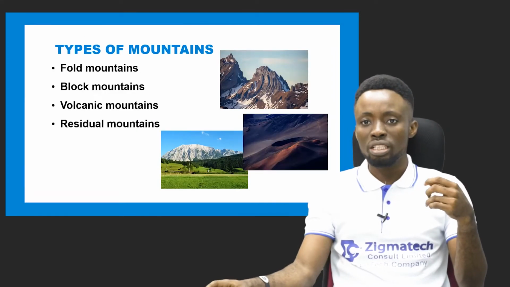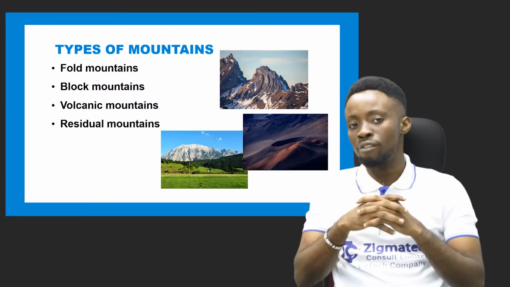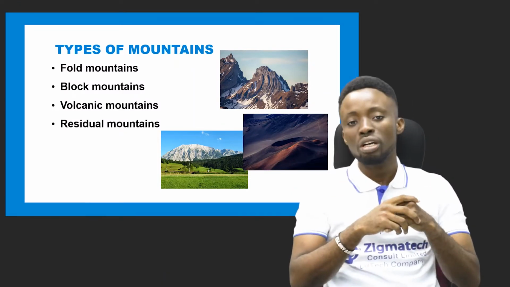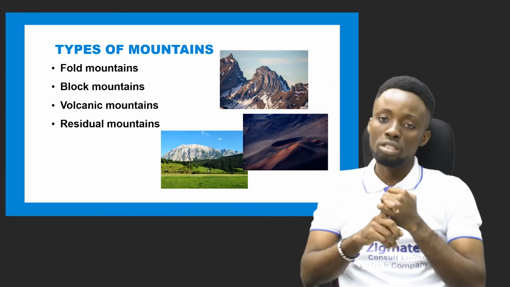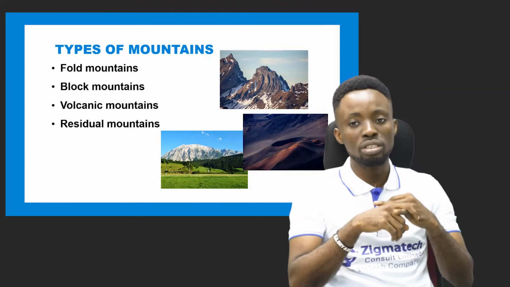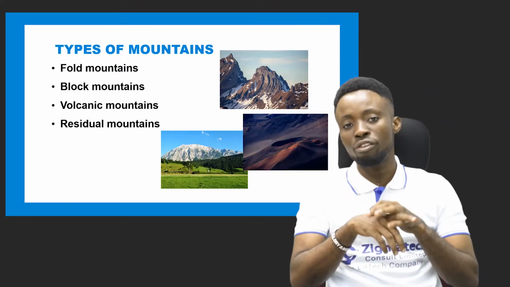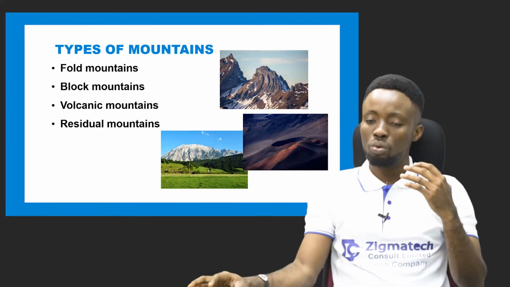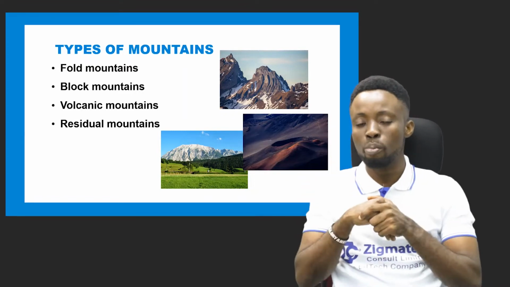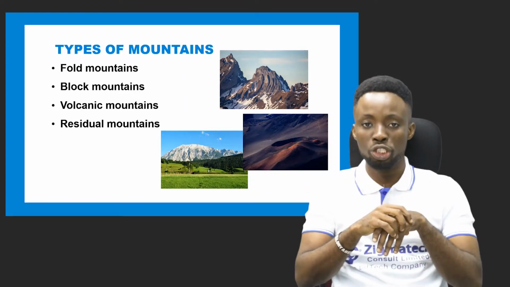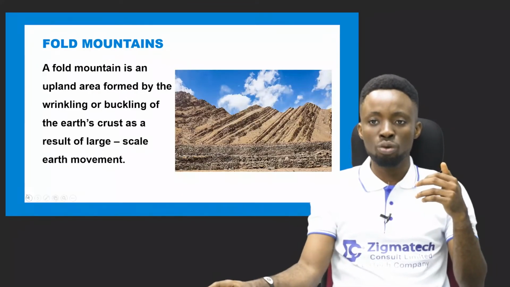And let's look at the types of mountains. So we basically have 4 types of mountains. The first type of mountain is called the fold mountain. The second type of mountain is called the block mountain. Then we have the residual mountain and the volcanic mountain. So let's look at each of these mountains one after the other and look at their mode of formation and their examples. So we start with the fold mountain.